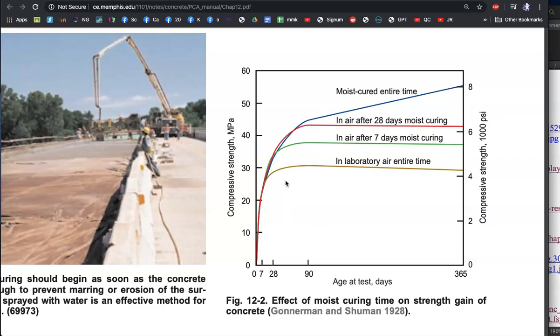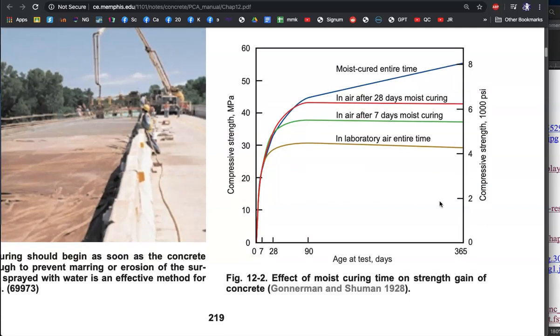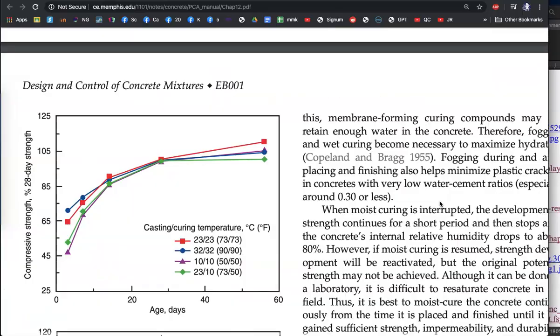So the difference in strength for the same material, we can see that if we just dry it in air, we're going to get 30 megapascals, whereas if we continue to cure it, we can keep on getting way up above 50. So we can get a lot more strength if we cure. If we cure for 28 days, we'll get 45. If we cure for just 7 days, we get 5 or maybe more megapascals less. So it's pretty important.